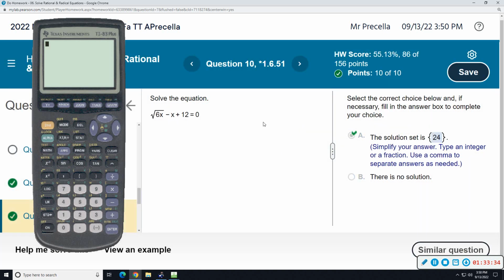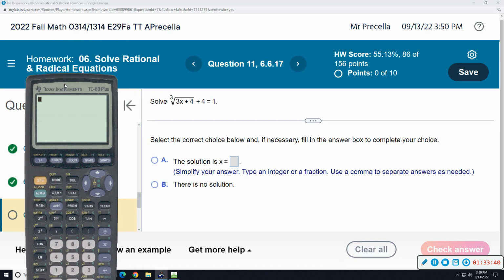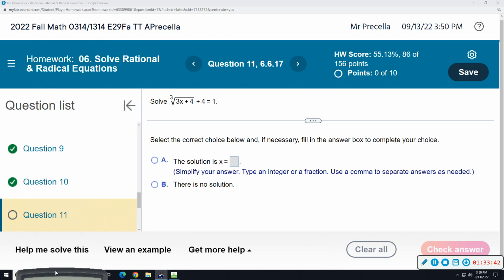Cube roots get a bad rap. People don't like cube roots, and it's a mystery to me why. Cube roots don't generate imaginary numbers. You don't have to worry about cubing something that's negative and it becoming positive. If you take a negative number and you cube it, it stays negative. Cube roots are not as bad as people think they are.